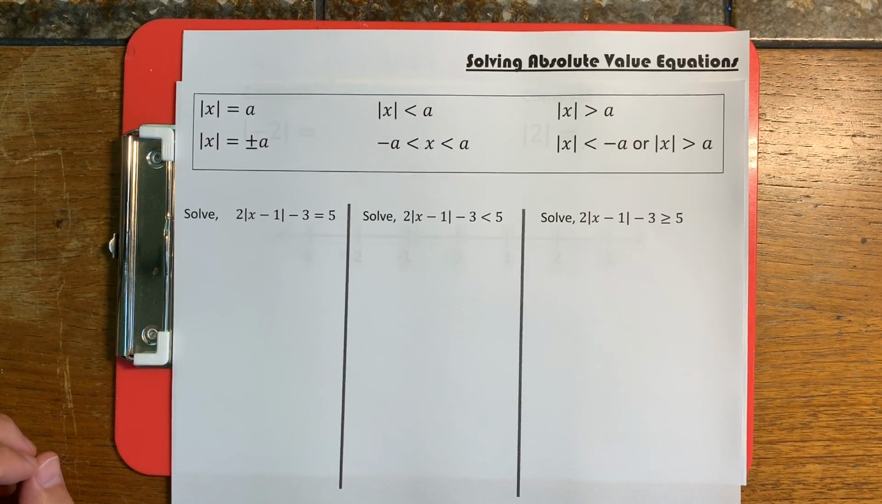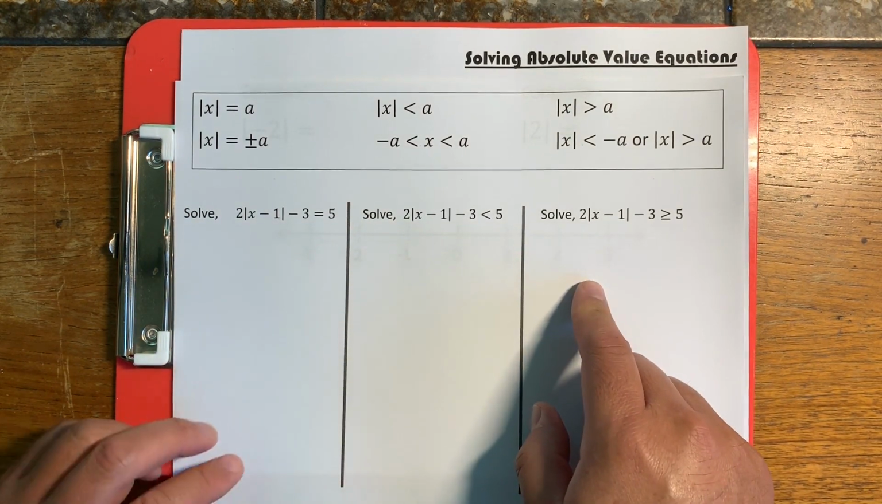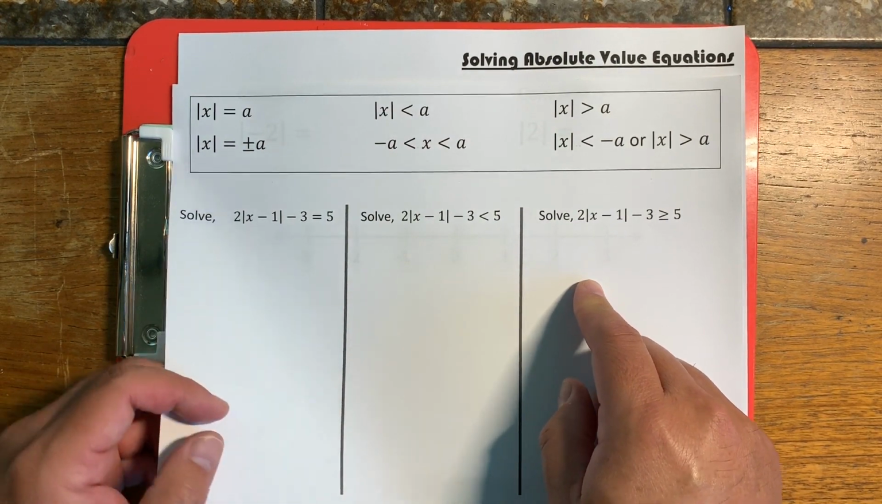What we're working on in this video is how to solve absolute value equations that include equality and inequality. So there are going to be problems that look like this, this, and this. Now let's work our way up to that.